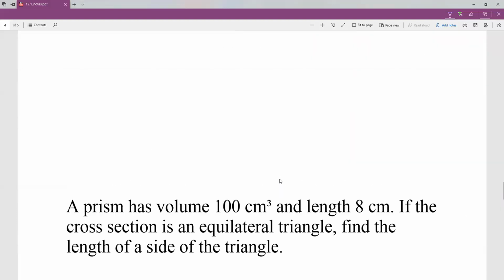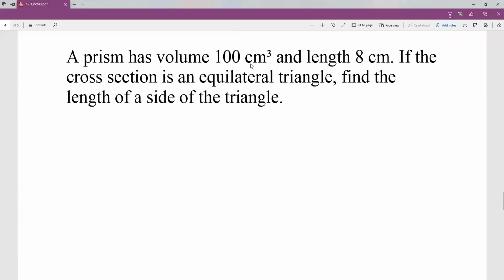Okay, that's it. This is the last one. All right. So a prism has a volume of 100 centimeters and a length of 8 centimeters. If the cross section is an equilateral triangle, find the length of a side of the triangle. So the cross section here, let's draw it. So a prism has a volume of 100. So I'm going to write right here, volume is equal to 100, and the length of 8. The cross section is an equilateral triangle. Find the length of the side of the triangle.